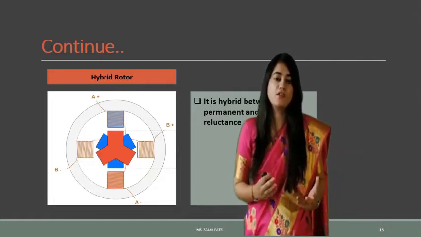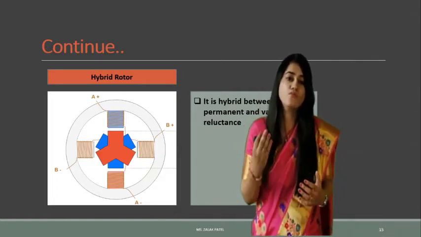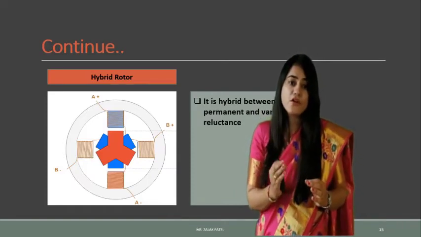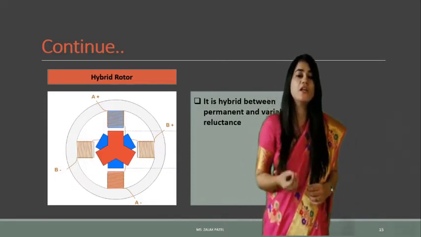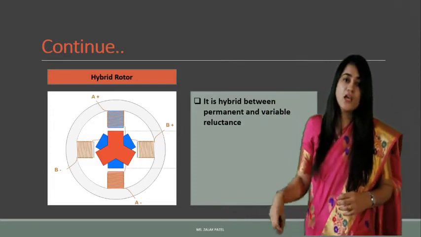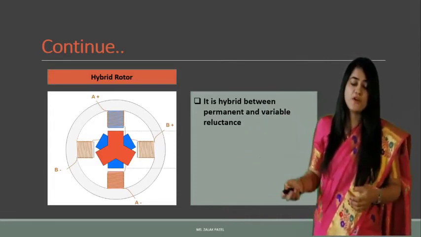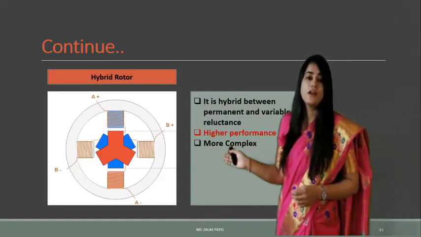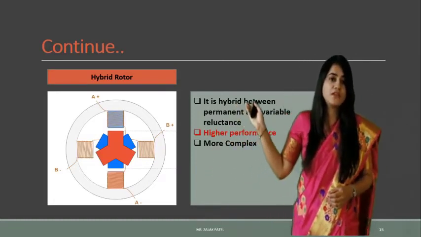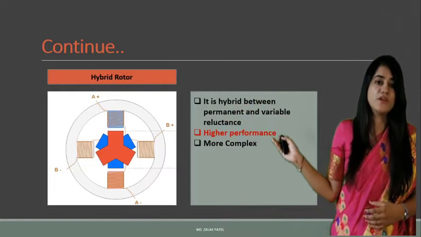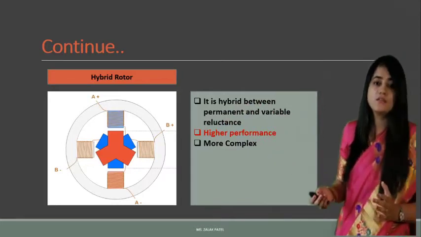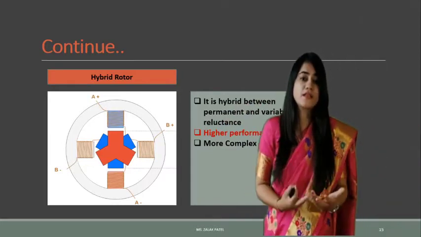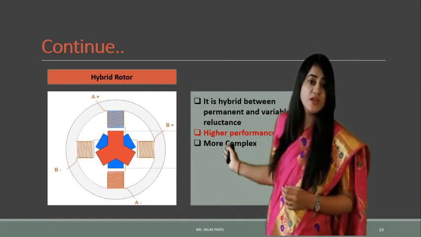Reluctance is given by S = L / (μA). So it also depends on the permeability of the material used and the area of it. For this hybrid rotor, we can say that the dielectric material is also important. Here high performance can be achieved with this hybrid rotor compared to the previous one. But here the system is more complex. That is the limitation of it.